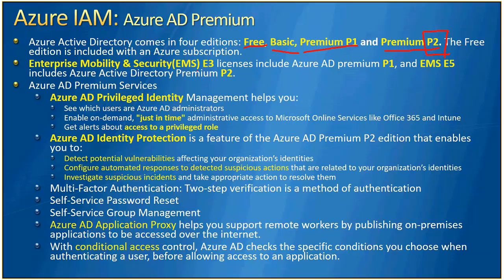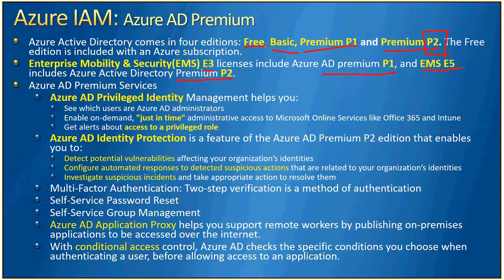They have different flavors. There are different licenses available under EMS. If you are part of EMS E3, you get AD Premium P1. And if you're part of EMS E5, which is the highest version of subscription you can have in EMS, you get Premium P2. In today's demonstration, we will make use of EMS E5, because I have that subscription, and as part of it my Azure AD Premium P2 is enabled. I will leverage that to show some of the demonstration when we get into the demo piece.